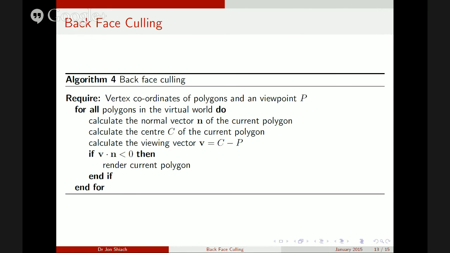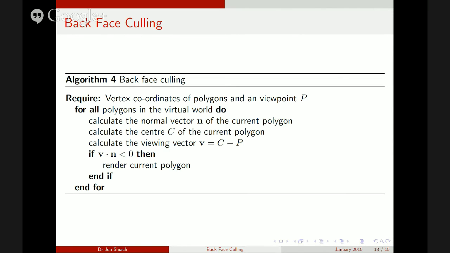Quite often, if we transform to screen space, P will be a coordinate with a Z value of less than -1. Doesn't matter what it is. The X coordinate will usually be 0, the Y coordinate will usually be 0, and the Z coordinate will be somewhere. It doesn't matter what the Z coordinate is, because we're only looking at the dot product.